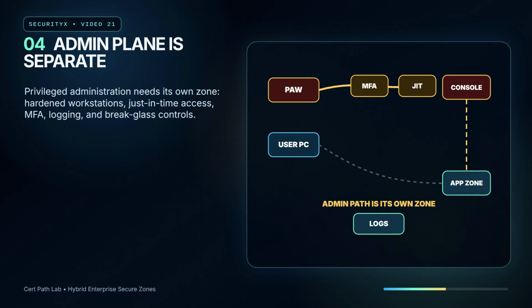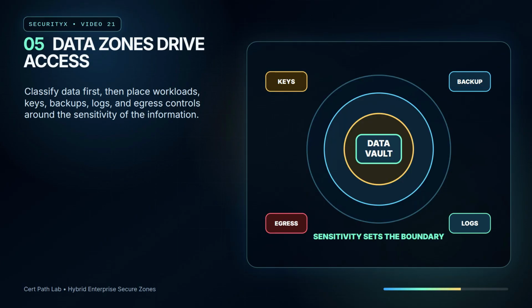Do not mix the administrative plane with normal user traffic. Privileged access should come from hardened admin workstations through strong authentication and just-in-time approval into management interfaces that are logged and monitored. In a hybrid design, this applies equally to network gear, hypervisors, cloud consoles, Kubernetes control planes, and SaaS admin portals. Data zones should drive the access model.